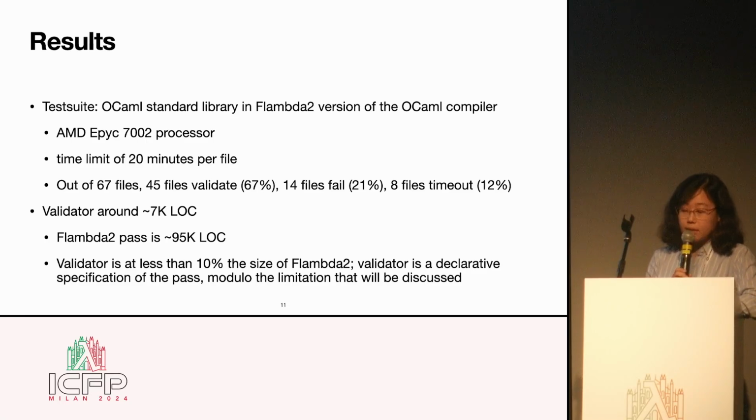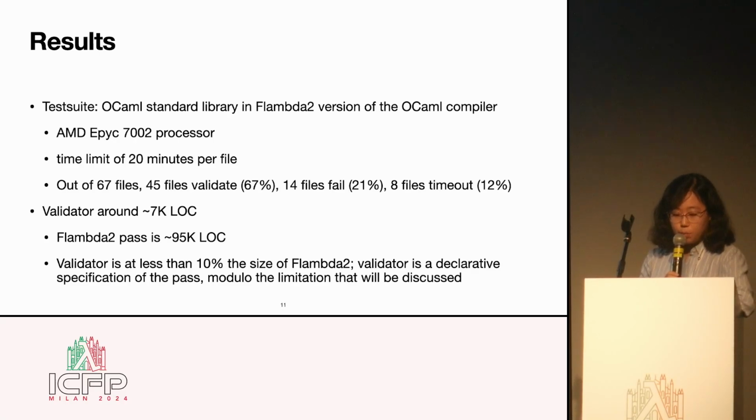The validator itself is around 7,000 lines of code, whereas the Flambda pass is 95,000 lines of code. So at the end, it is less than 10% of the size of Flambda2. So we were happy that the validator is still relatively small relative to the pass, modulo the limitations that will be discussed in a couple of slides.